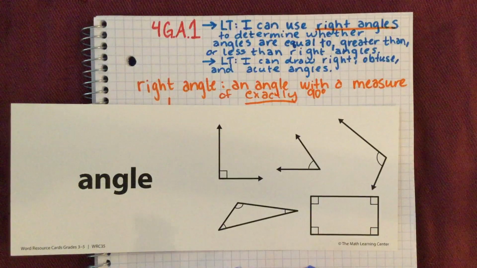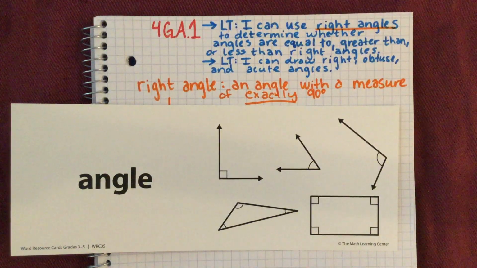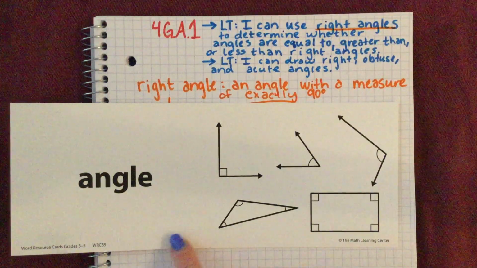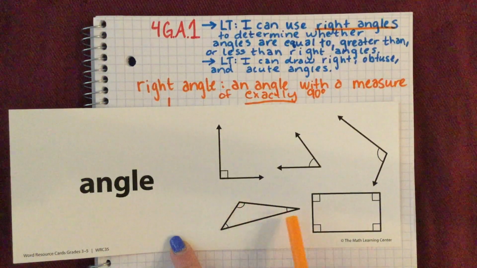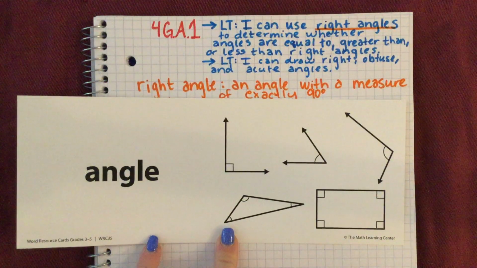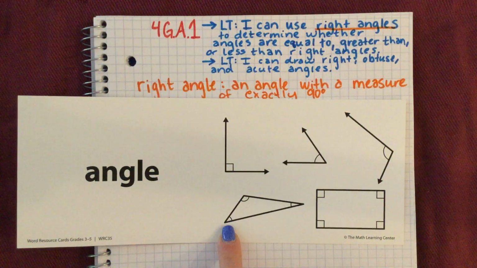All right, let's look at them in some two-dimensional figures. Like, for example, this triangle. This triangle has three angles, one here, and one here. Let's look at this angle. Is this one greater than, less than, or equal to 90 degrees?